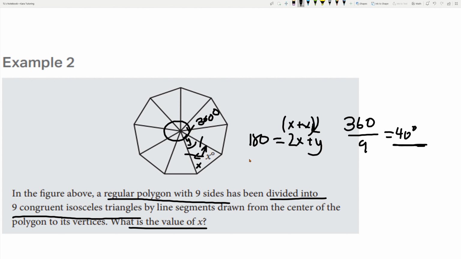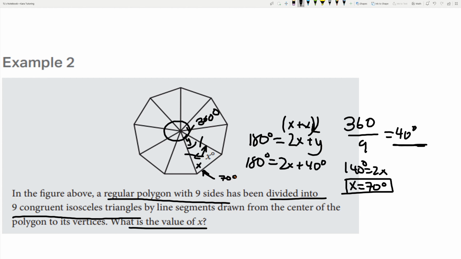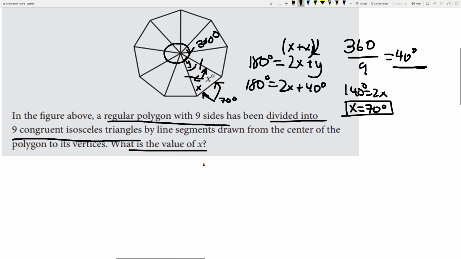So next, what we're going to have is 180 is equal to 2x plus 40 degrees. And then now we have 140 is equal to 2x, so x is equal to 70 degrees. So this one is 70 degrees, and also this one too, actually. So both of them are going to be 70 degrees.